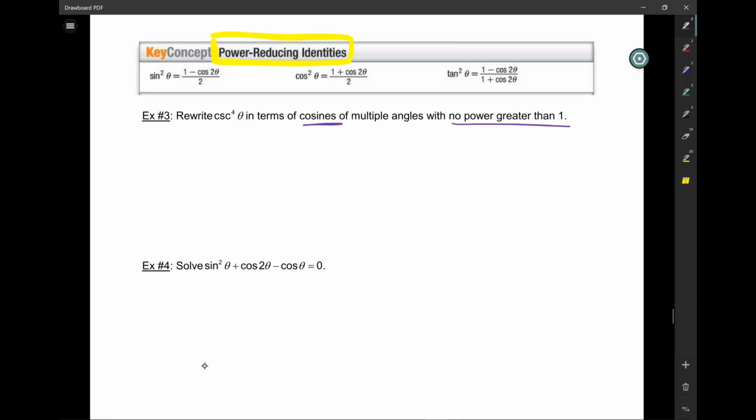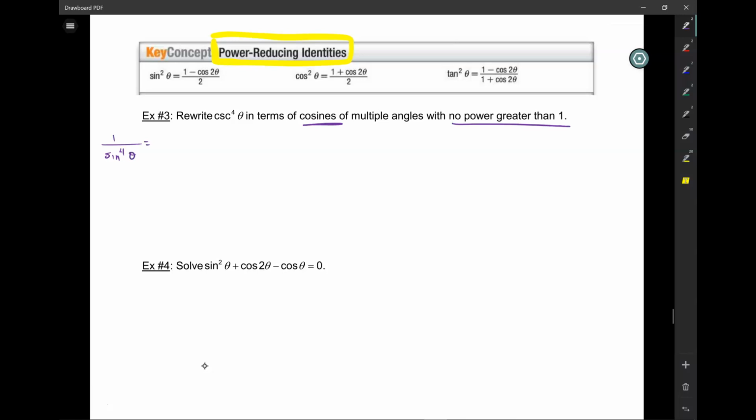Okay, so I have an exponent of 4, but I want no exponent greater than 1. That means I need to reduce the exponent, right? So, power reducing formula. Do I even have one for cosecant? No, but what's cosecant the same as? Sine, right? 1 over sine. So first, why don't I write this as 1 over sine to the 4 theta.